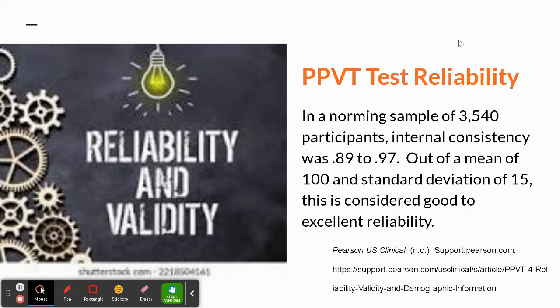So let's talk about the reliability of this test. There's a mean of 100 with this test and a standard deviation of 15. Test takers in the norming sample had an internal consistency of 89 to 97% reliability, which indicates that if that same individual were to take this test several times over a period of weeks or months, they are typically going to score the same 89 to 97% of the time. This score is considered to be a good to excellent reliability score.